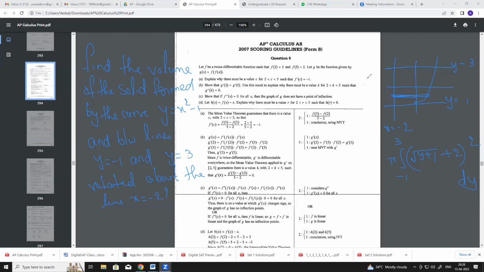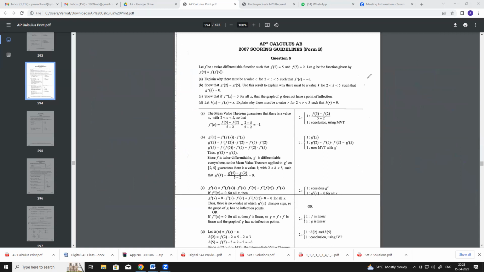Disk method is important. I frequently see questions coming on disk method. After this I'll do washer method also, then I'll do actual questions that have come as part of the exam. Now if you see washer method, when do we generally use washer method? Assume I have a function and I have another function. I can see a washer here.